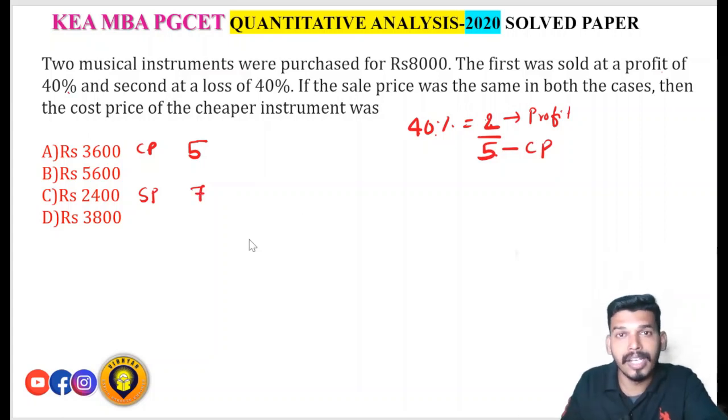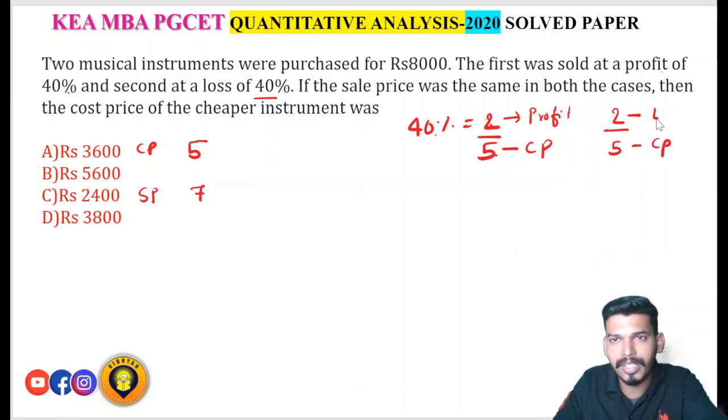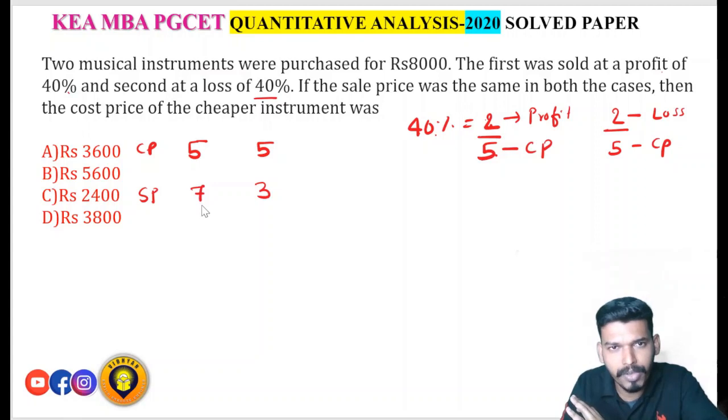Okay. Second one was sold at a loss of 40%. Andre ivaga 40% andre 2 by 5. Right? 5 is the cost price. Loss agide andre 2 rupees is the loss anta helbodu. Andre again 5 rupees instrument mele 2 rupee loss agide anta andre selling price ivaga enagutte 3 rupee. Okay, or let us take it as units. 5 unit cost price, 2 unit profit andre selling price 7 unit. Innondu instrument mele 40% loss andre 5 unit instrument value mele 2 unit loss agidre selling price 3 unit.